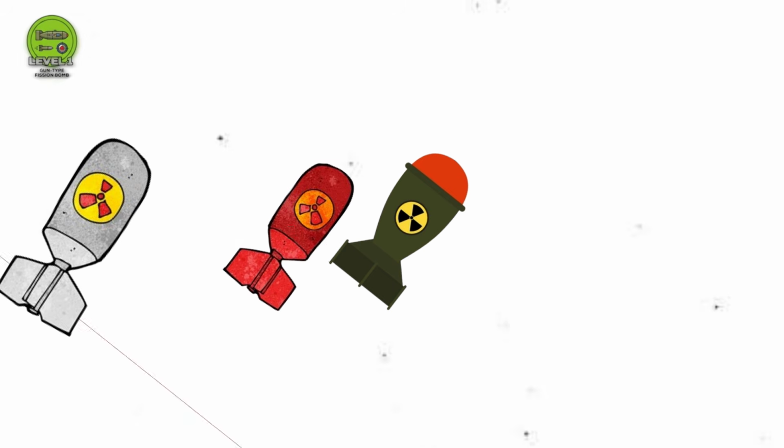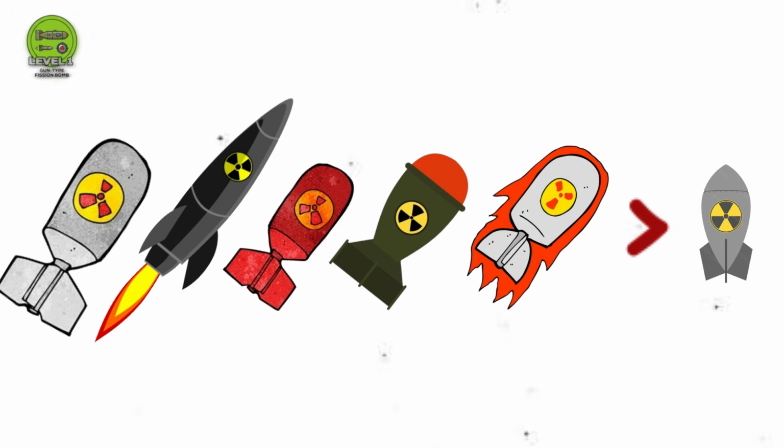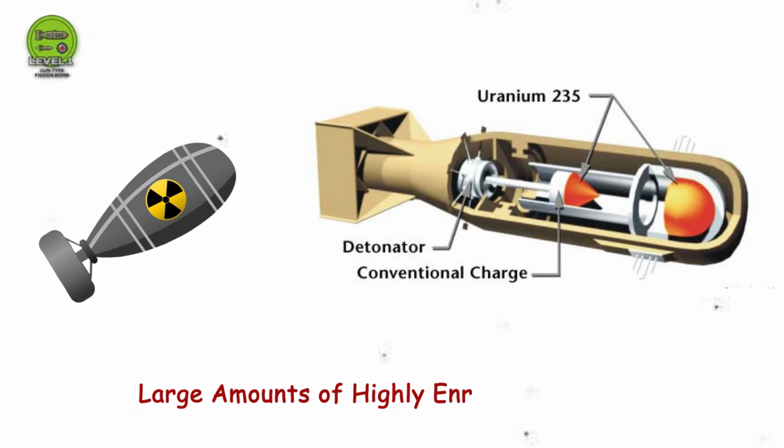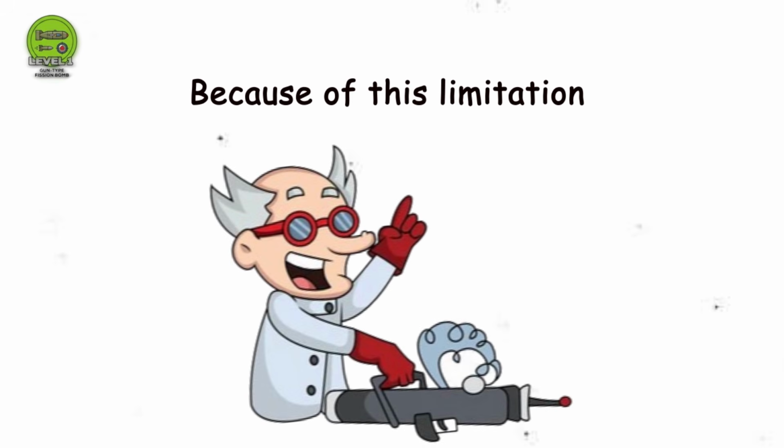Compared to later nuclear weapons, this is relatively small, but it was still powerful enough to devastate a large portion of the city. Gun-type bombs are relatively simple compared to other nuclear designs, but they require large amounts of highly enriched uranium, which is extremely difficult to produce. Because of this limitation, scientists soon began developing more efficient nuclear bomb designs.